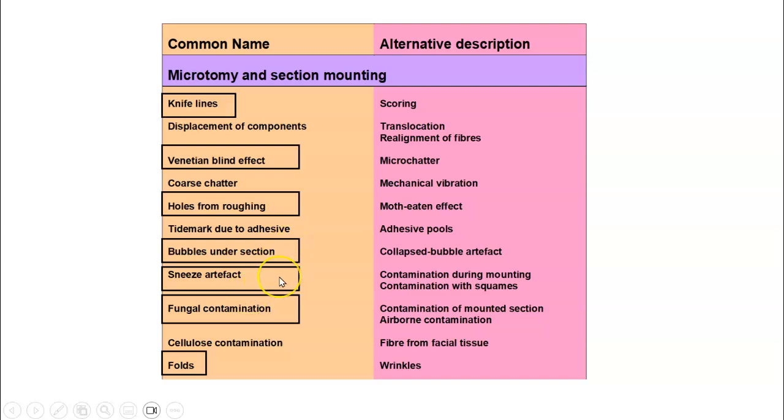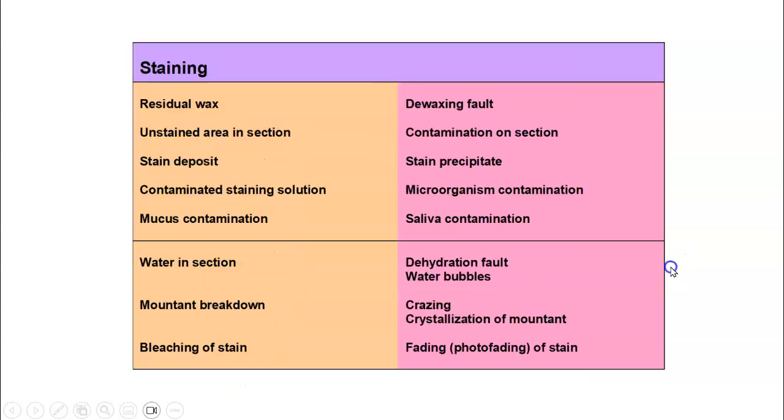And then bubbles. Sneeze artifact is literally when somebody sneezes, so the squames from the oral cavity will actually fall onto the specimen. Fungal contamination and also folds in the specimen. There can also be artifacts during staining. For example, if the de-waxing is incomplete, there can be residual wax on the section, and this can block or hamper the evaluation of the section.